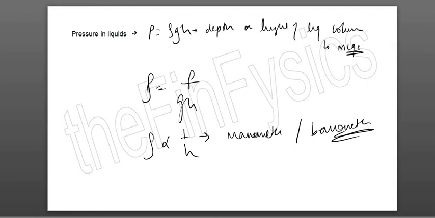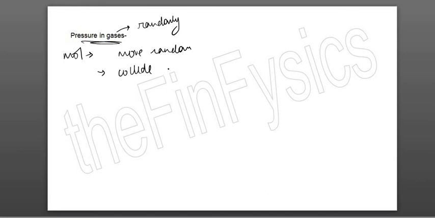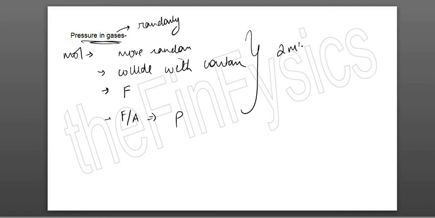Okay, that's ahead. The next part is pressure in gases. Gas molecules move randomly. You have to remember, this is the molecular theory for pressure exerted by gas molecules. So you're supposed to write that gas molecules move randomly. Okay, they collide with the walls of the container. When they collide with the walls of the container, they exert force. This force upon area is pressure. This comes for 2 marks.